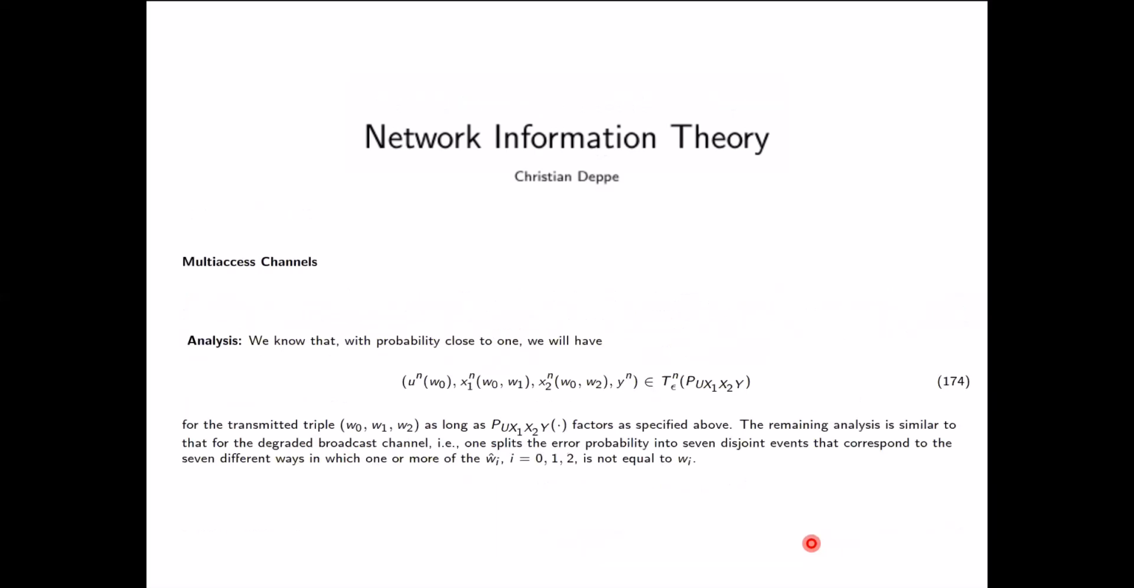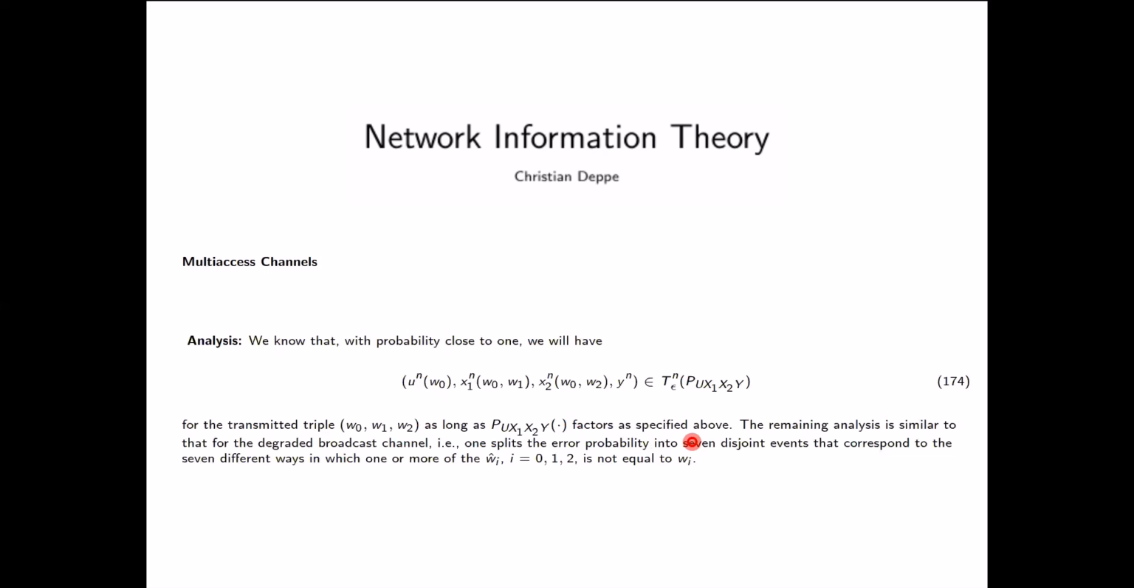So you see that nothing is somehow new for us. For the analysis, we know that with probability close to 1, we will have that u^n, x1^n, x2^n, and y^n are jointly typical concerning the joint distribution of u, x1, x2, and y, for the transmitted triple W0, W1, W2, as long as the probability factors as we have specified before.